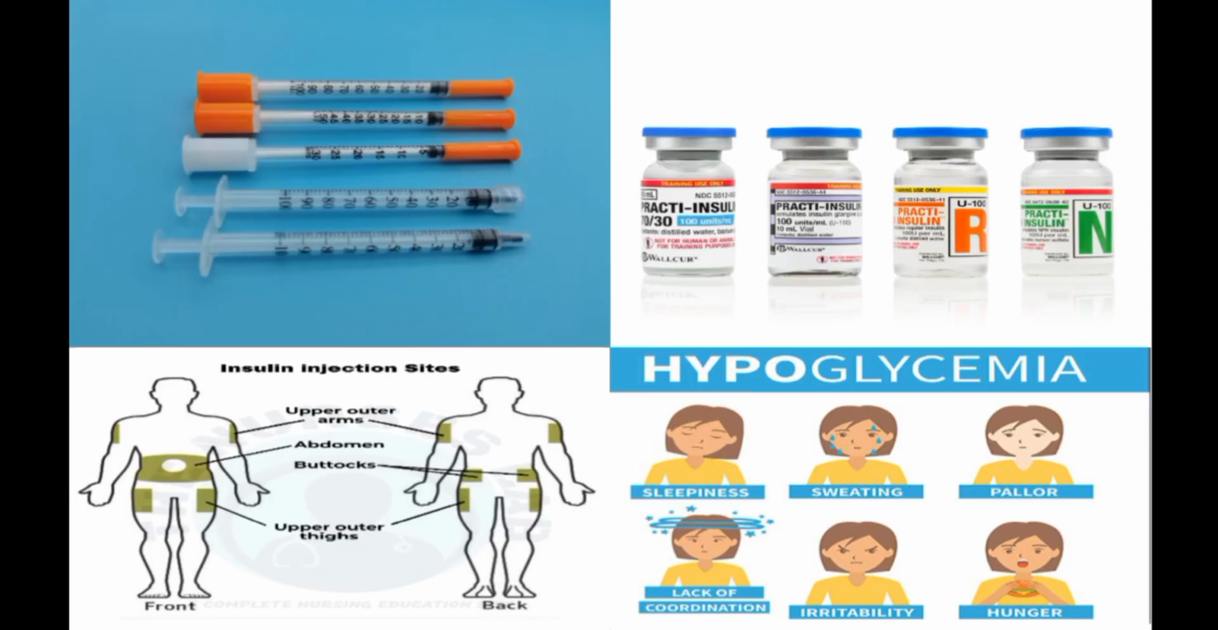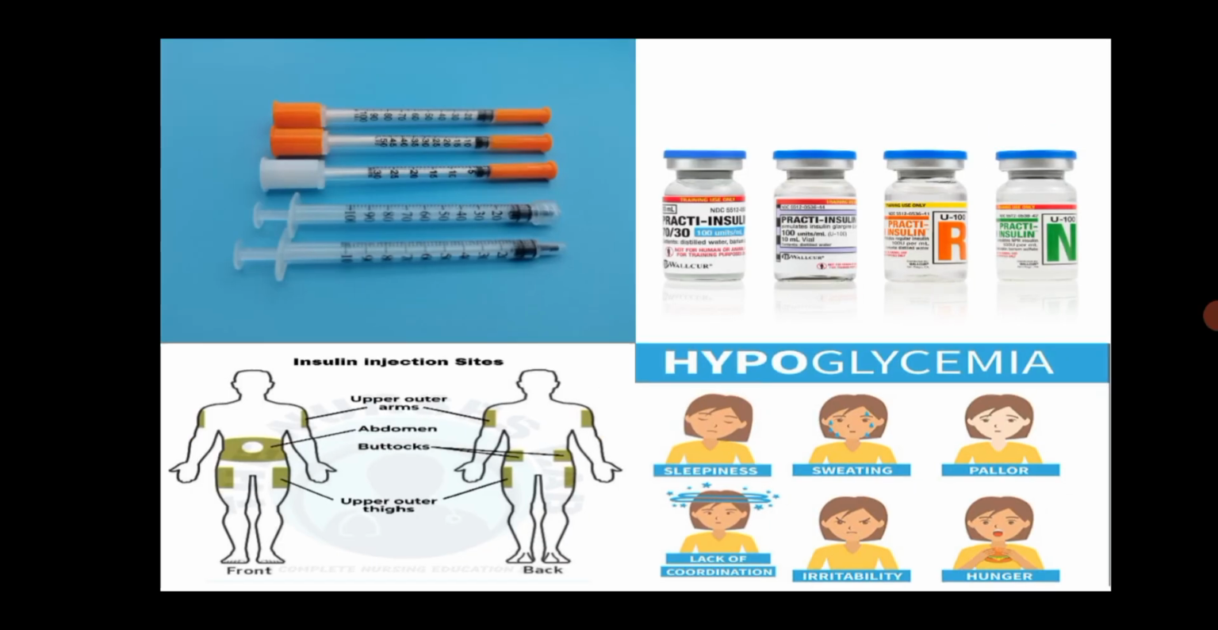Let's drop down some examples of these insulins. When we talk about rapid acting insulin, examples include Lispro, Aspart, Glulisine.